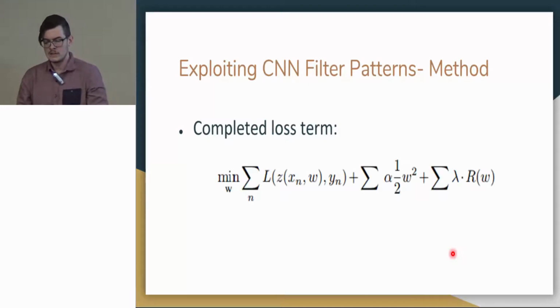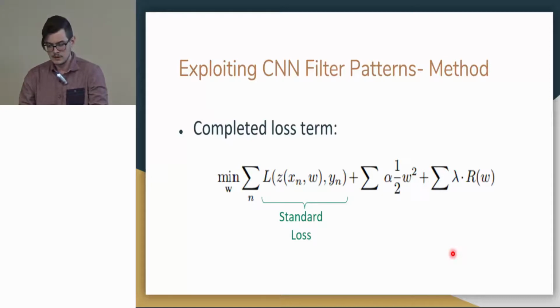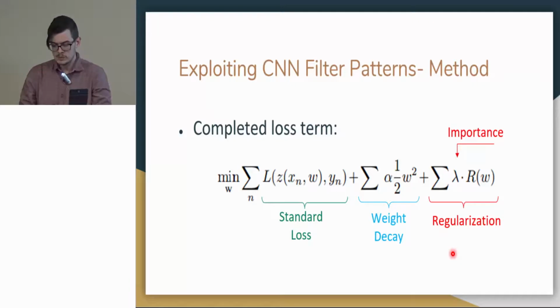So for our completed loss term, we have our standard loss, our weight decay, and then we have a regularization term with a lambda, which is a hyperparameter that controls the impact of that regularization.